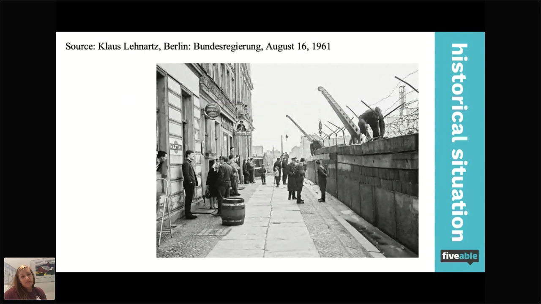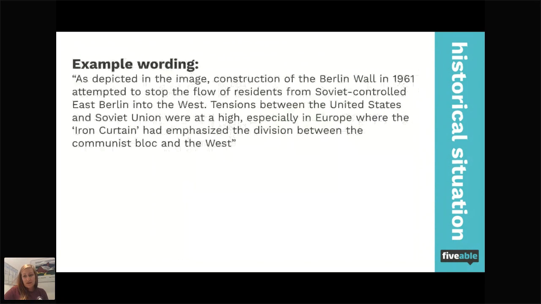I personally think that historical situation works really, really well for images. Let's say that you get the box that I showed you guys in one of the earlier slides. Well, what do you do with a box? Well, you can look at the historical situation without really knowing anything else about the image. And so knowing the historical situation and explaining the time and place in which that was created is one great way to use images and do sourcing. Okay, let's try the next one.